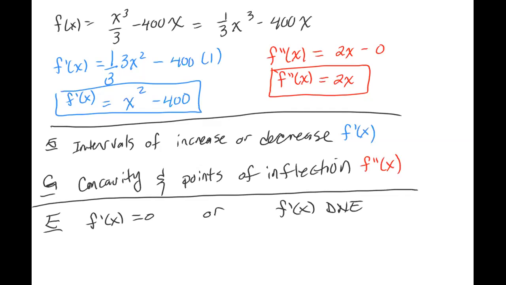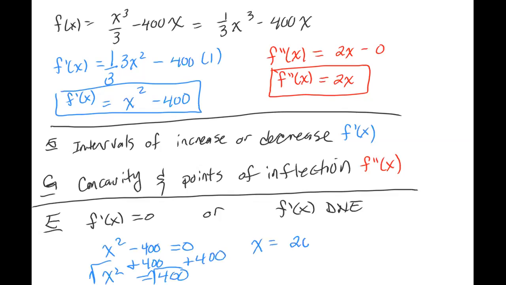Okay, so I'm going to take that first derivative. It is x squared minus 400, and I'm going to set it equal to 0. I'm going to solve that. Add 400 to both sides, and I get that x squared is equal to 400. Take the square root of both sides. I get that x is equal to the square root of 400, which is 20. Anytime I take the square root of both sides, I get a positive and a negative number. So I have two critical numbers there.